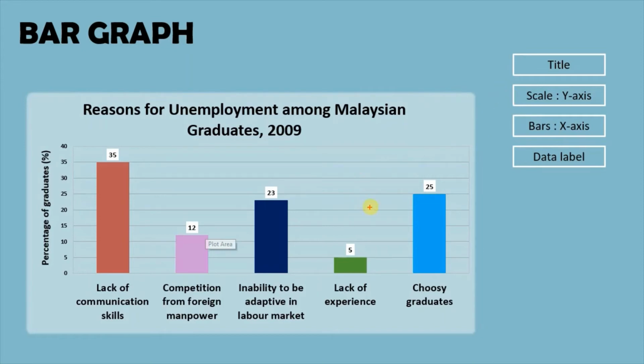At the y-axis, there is an axis title. In this graph, it is percentage of graduates, which tells us that the numbers on the scale represent the percentage of data.